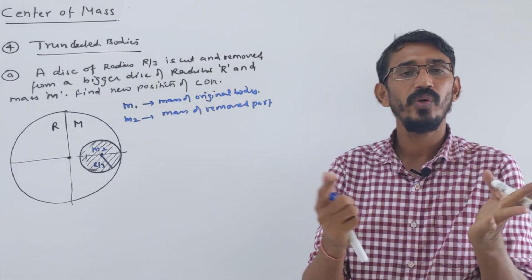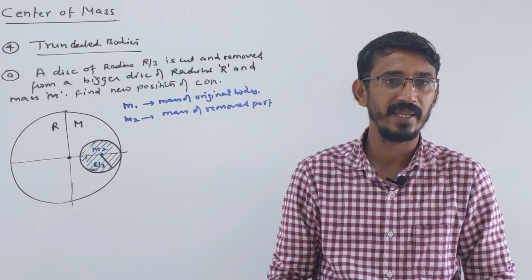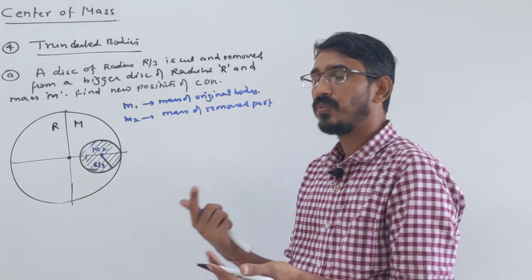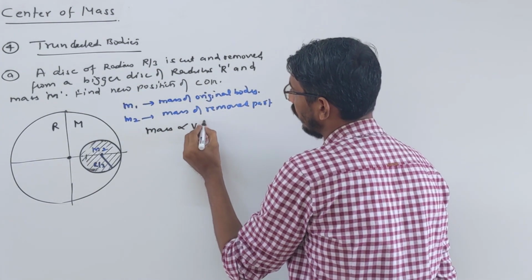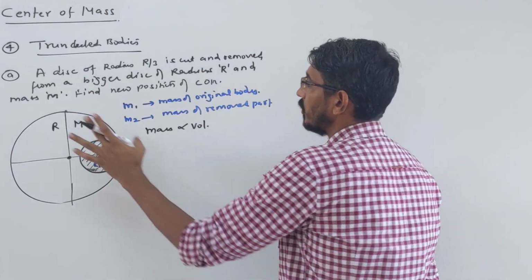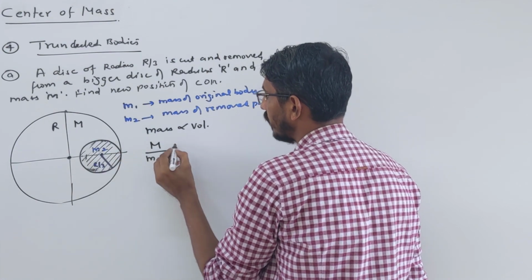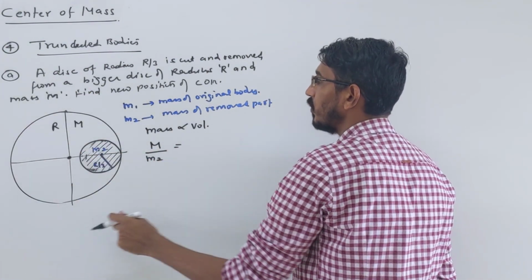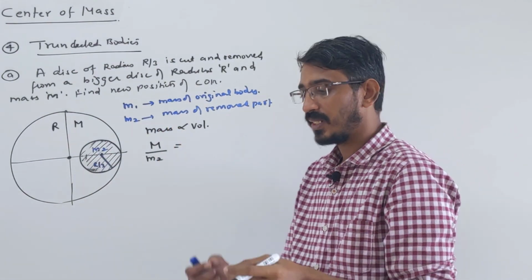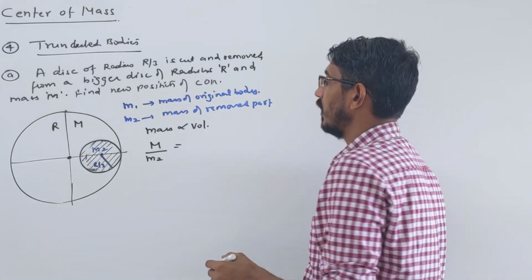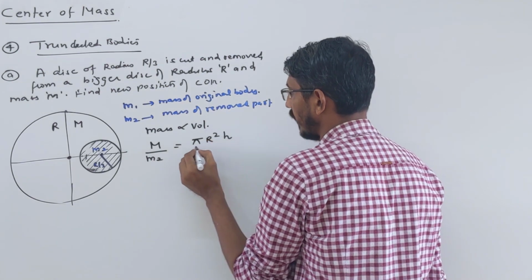Mass is proportional to volume. For a disk, you can directly write mass is proportional to area, because the thickness is the same, but the correct way is always volume. Suppose the mass of the big disk is capital M, and the mass of the small disk we call m2. The volume of a disk we write in terms of a cylinder, since a disk is nothing but a thin cylinder. The formula is pi r square h, where h is the thickness.